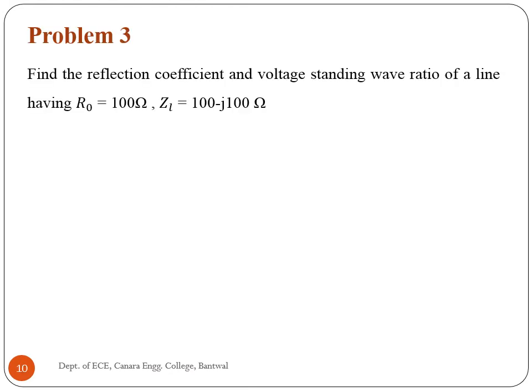Third problem: find the reflection coefficient and voltage standing wave ratio of a line having R0 equal to 100 ohm and ZL equal to 100 minus J 100 ohm.